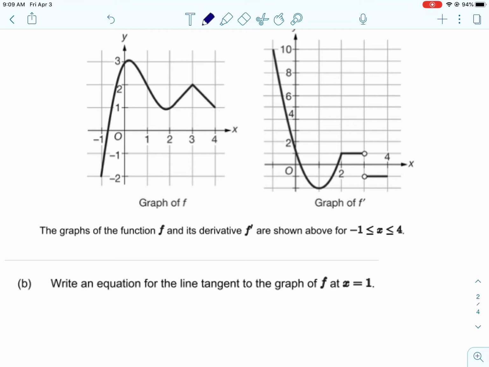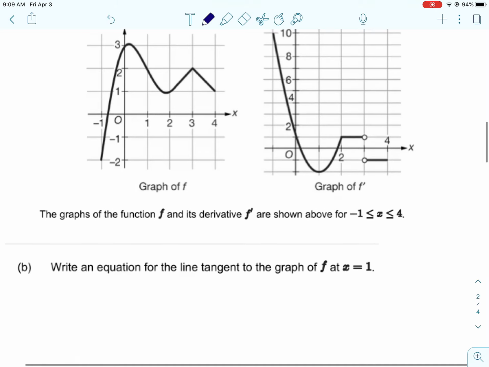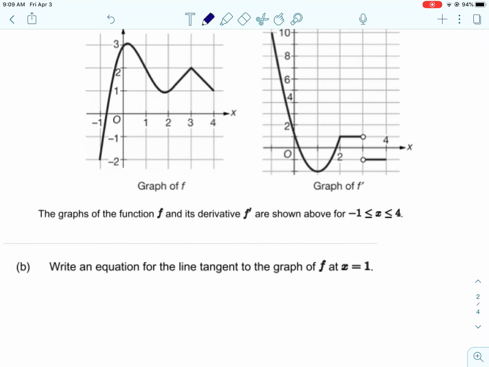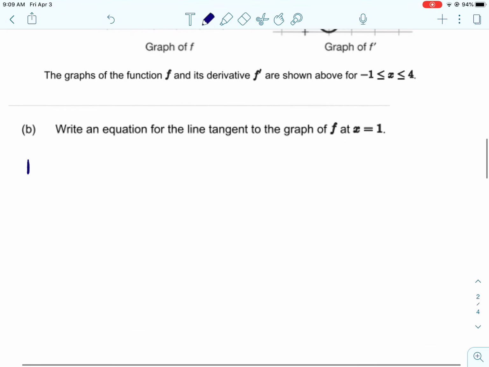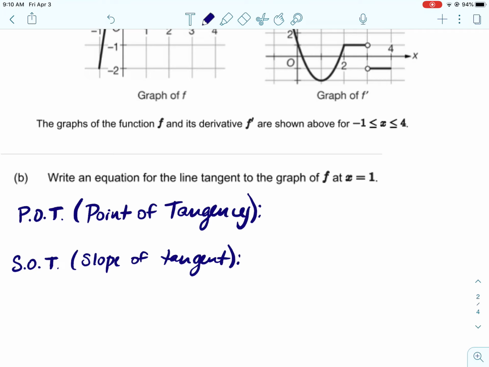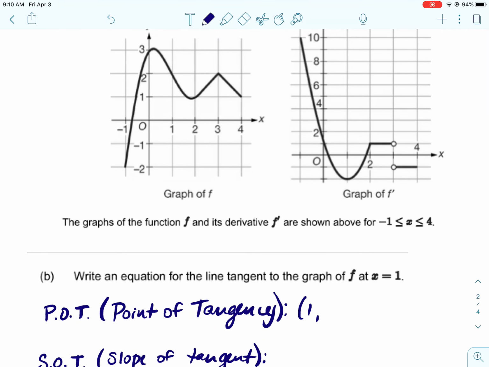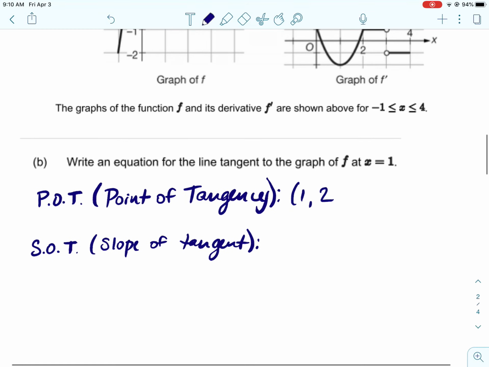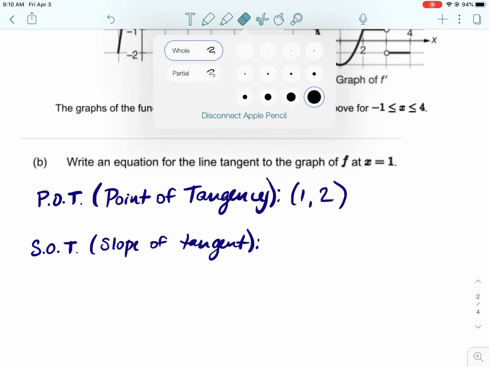Okay, the next question asks you to find the equation of a tangent line. If they don't have a tangent line equation on this AP exam, I would be completely shocked because that is a big thing that we obviously have learned this year. So to find this tangent line, we need two things. We need the point of tangency, and we need the slope of the tangent. We know the x part of the point is 1. To find the y part, we go to the f function. If we go to where x is 1, the value of the function is 2.